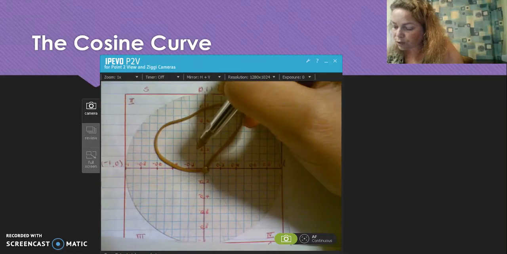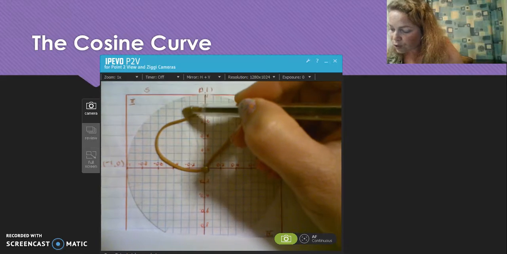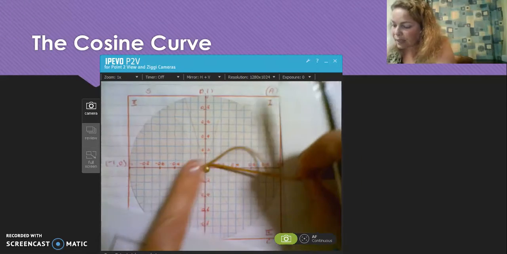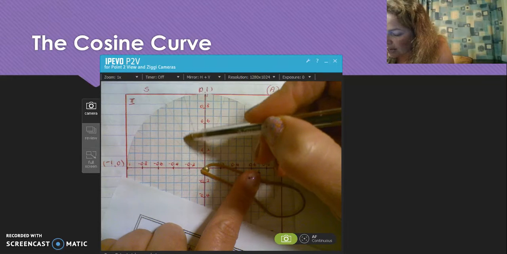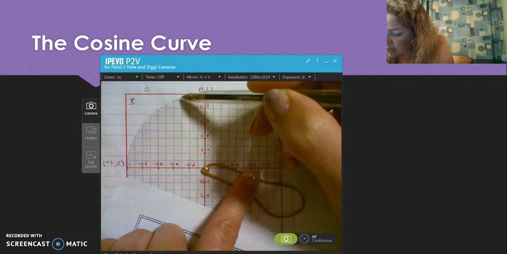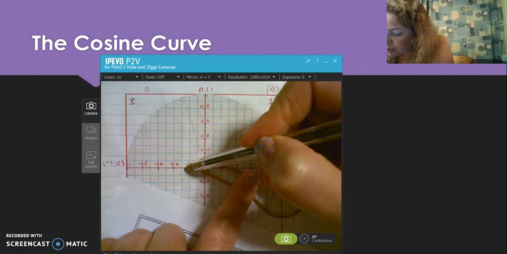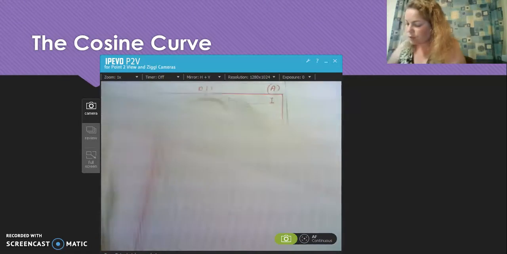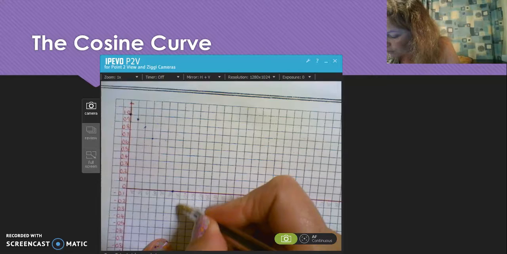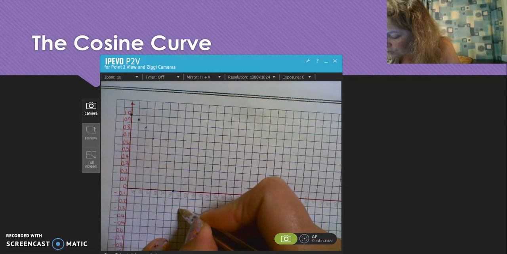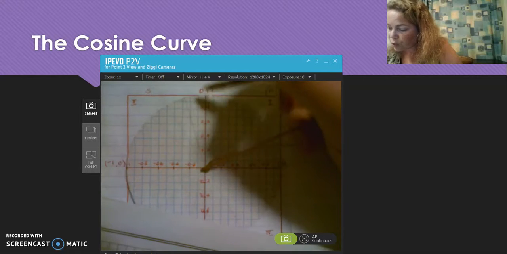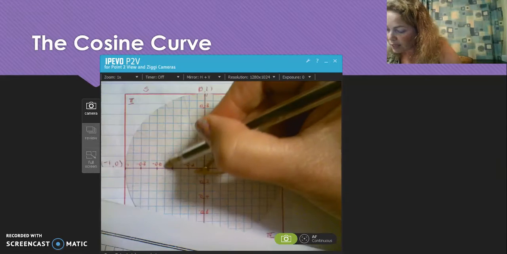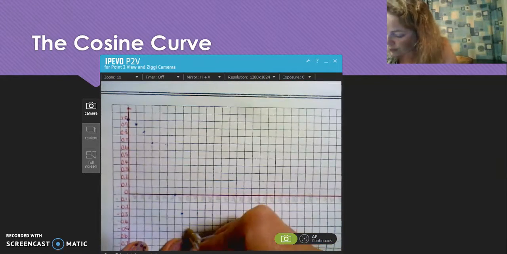Then if I go on to my angle of 105 degrees, I can drop that down, get my hand out of the way. So we drop this down and I'm at around negative 0.25. So for 105, I'm at about negative 0.25. And then when I go on to 120, I'm at negative 0.5.